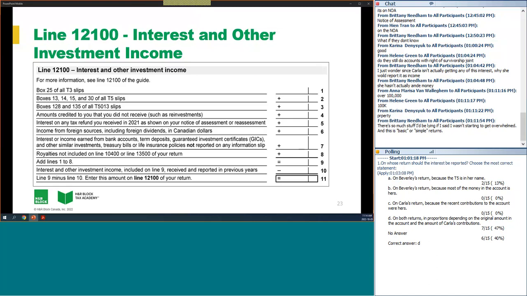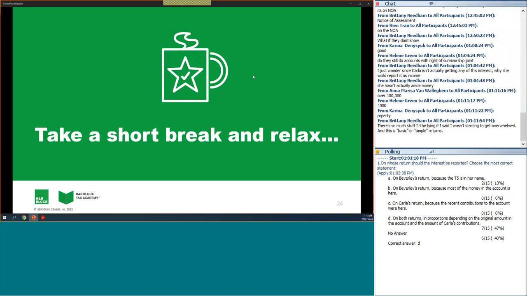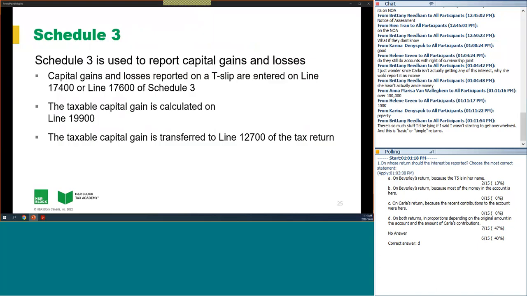Okay, we've done dividends. We've done interest and other investment income. It says take a short break, but we did that already. I want to talk about capital gains next. So interest income, all of the income we're seeing now, dividend income is taxed at 100%, but you get a refundable tax credit for it. Interest investment income is taxed at 100%, and you don't get any credits for it.